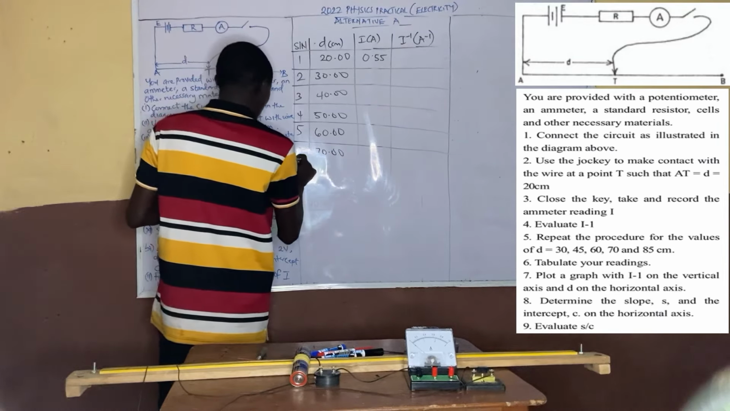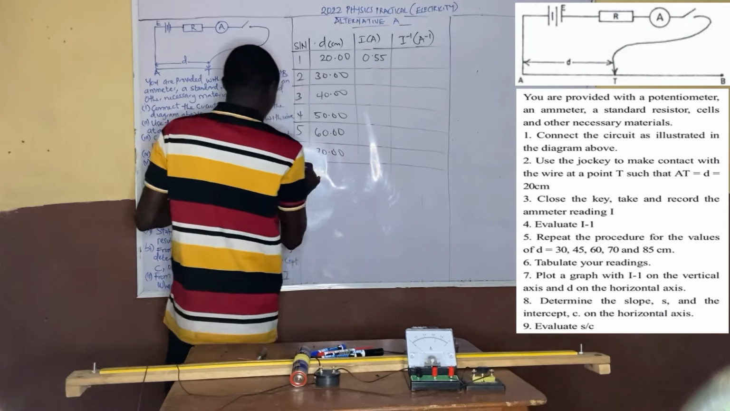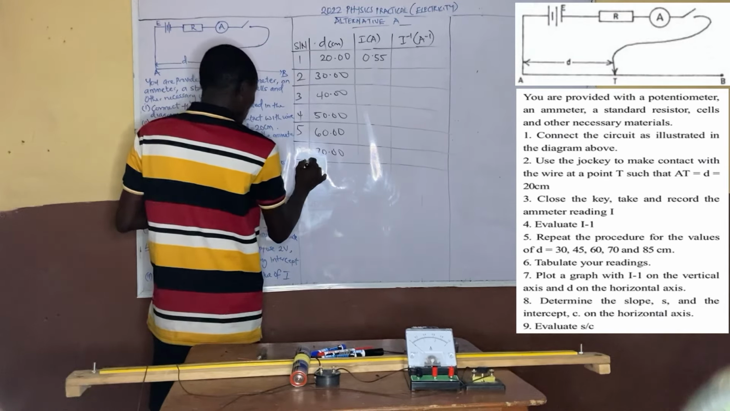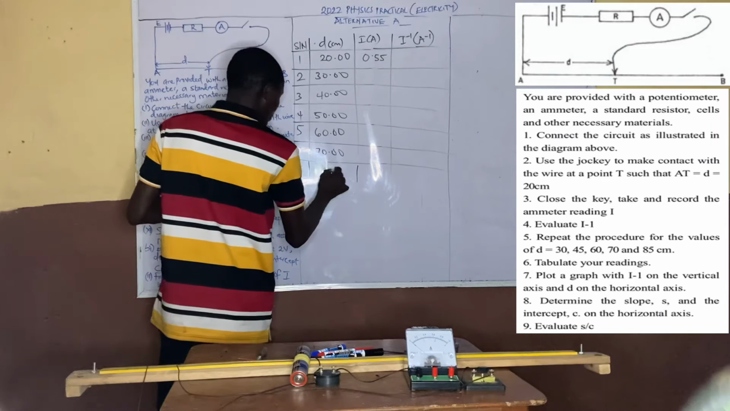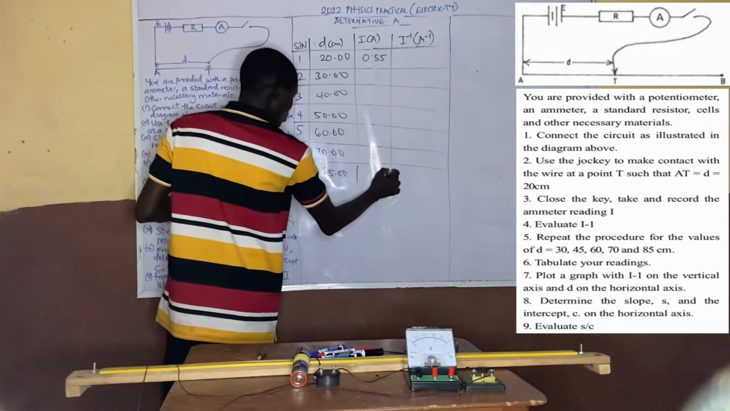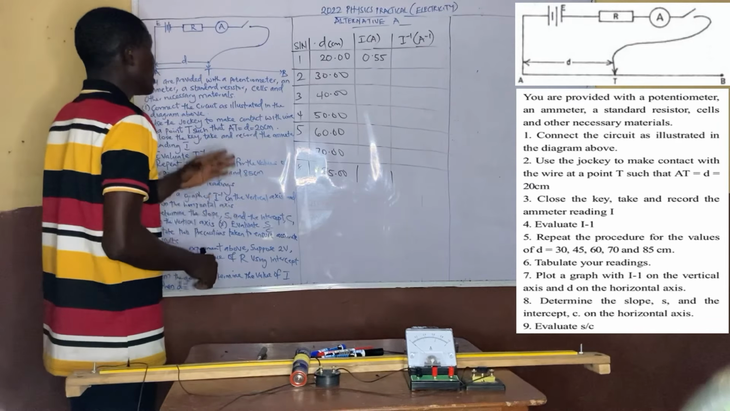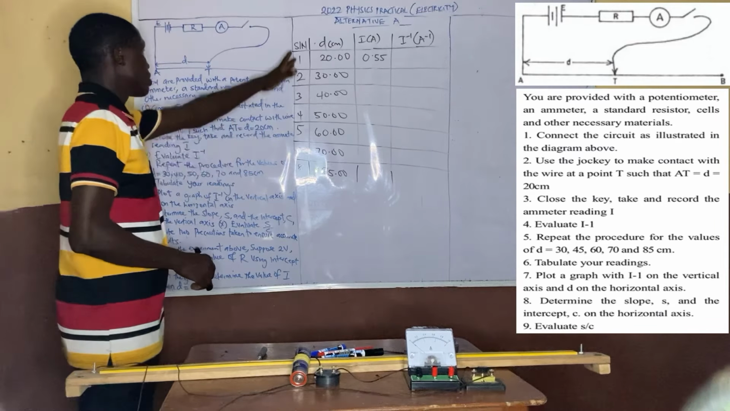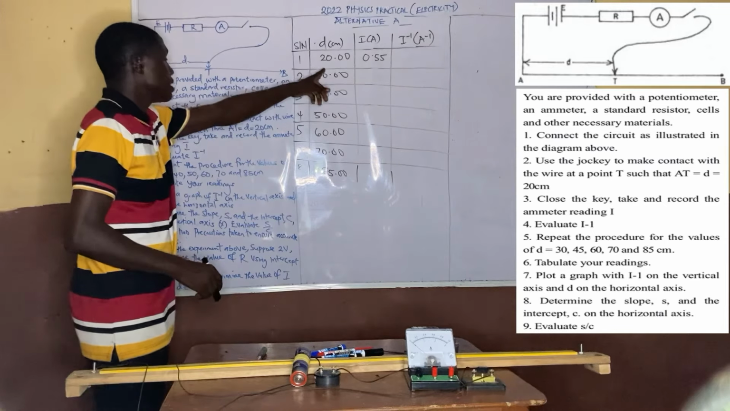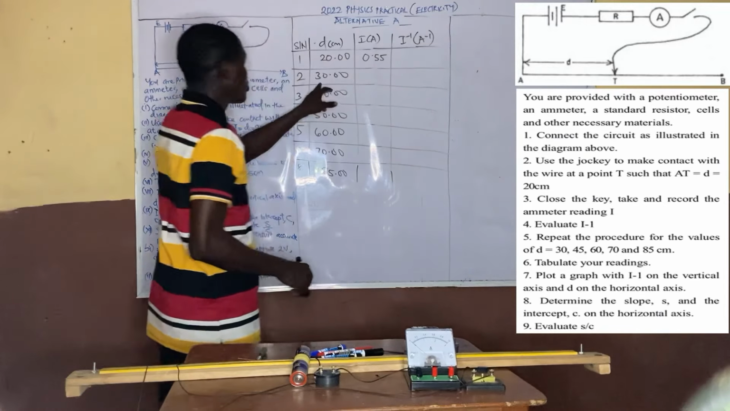Have 70, then we have 85. This is number 8, you have 85. So we are to find out what the value of I is under this. When the D is equal to 20, we get 0.55. When the D is equal to 30, what do we get?